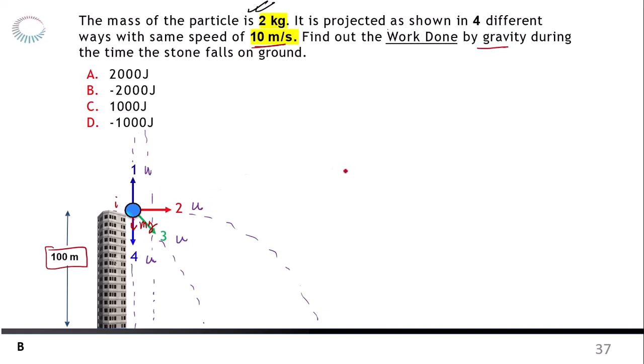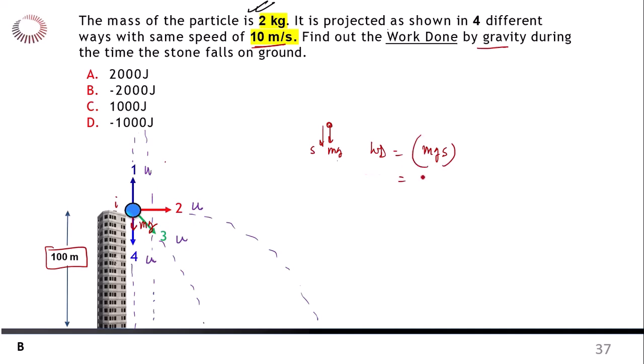Why zero? Here it is 100 meter. Whether the particle is following path number 1, 2, 3 or 4, the final displacement of the particle is 100 meter. For this situation, mg is acting downward and displacement is also acting downward, so AC is the same distance. So ultimately the work done should be equal to mg into AC.